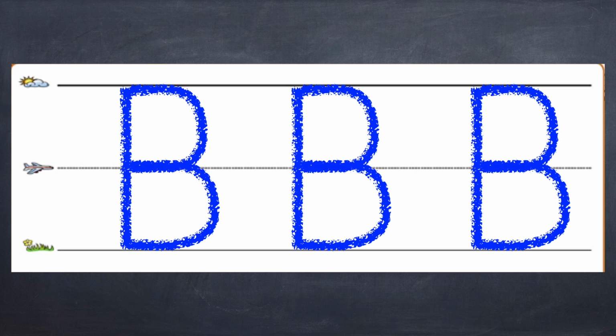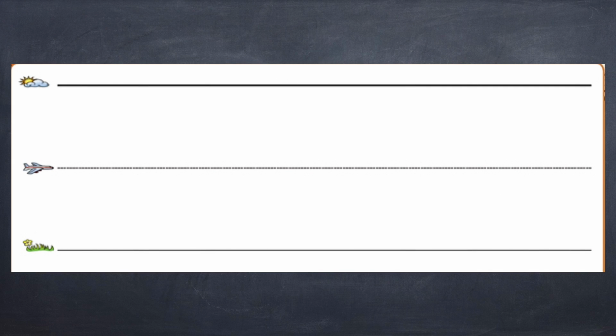Let's write our lowercase b. With our lowercase b, we start with the same straight line starting at the skyline, going down to the ground line. For lowercase b, we make 1 bump between the airplane line and the ground line. So we go to the airplane line and draw out, around, down into the ground line.